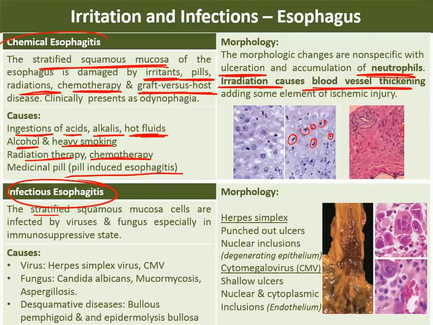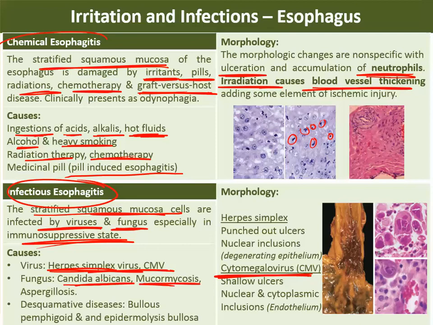Okay, now coming to infectious esophagitis. Again, the stratified squamous cells are infected by virus and fungus, especially in an immunosuppressive state. For viral infection, two viruses are very important: herpes simplex virus and cytomegalovirus. Fungi include Candida albicans, mucormycosis, and aspergillosis. This mucormycosis comes in diabetic patients.